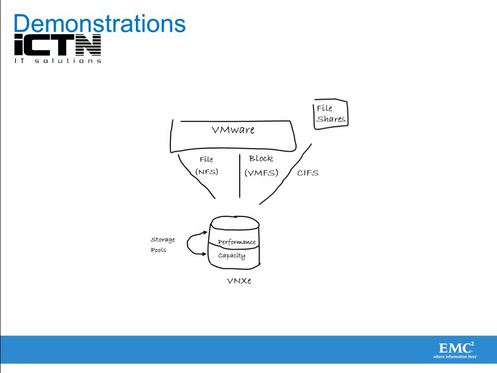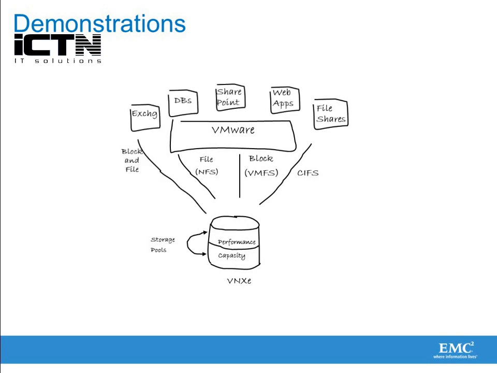Next, we'll provision a Windows shared folder service and show you how the VNXe integrates with Active Directory. And we'll deploy another application, in this case, Microsoft Exchange 2007. I'll show you how the storage is provisioned on the VNXe, and I'll show you how you would attach to that storage and migrate your mailboxes from the Exchange server.